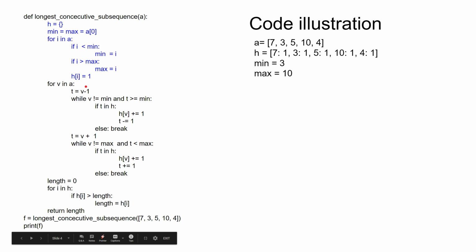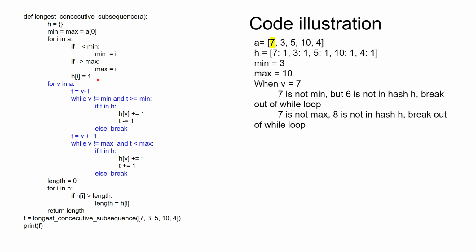The function longest consecutive subsequence takes in array a, which in this case is 7, 3, 5, 10, 4. It initializes h to be empty and min and max to be a[0]. Then it will loop through a, and if a number is smaller than min, it will make that the min because that is the smallest found so far. And if it's bigger than max, it'll make that the max because that's the biggest found. It'll add every number to the hash and start every number off with 1 because every number has a length of 1.